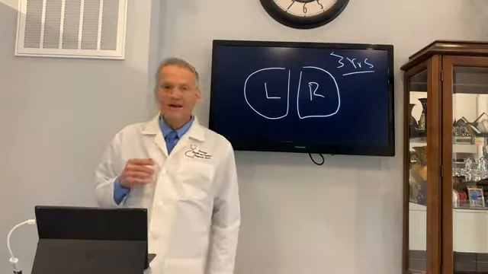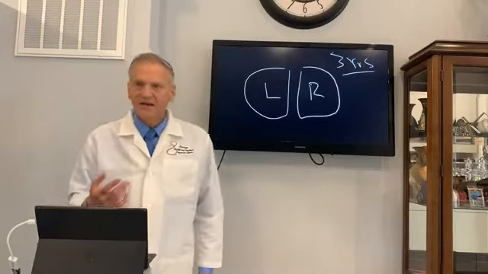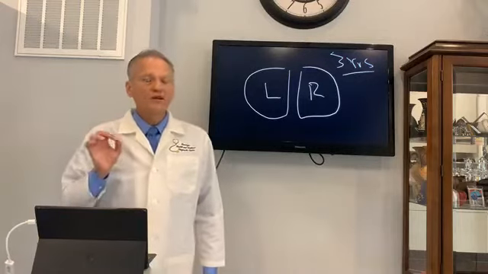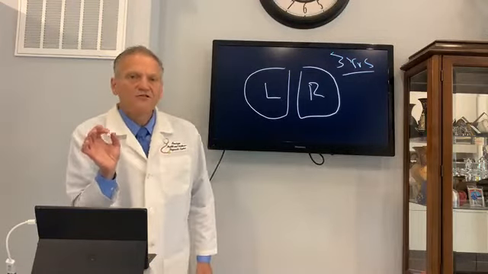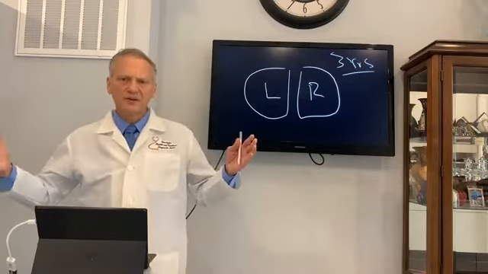What does the right side of the brain do? It's where we learn how to socialize. It's where we learn how to emotionally regulate. It's where we learn how to understand nonverbal communication. It's where we learn how to understand the big picture.